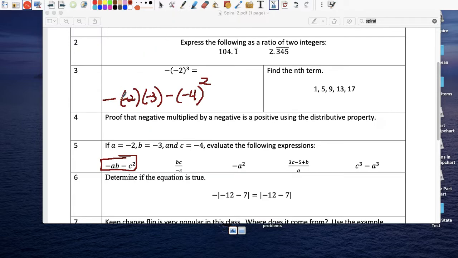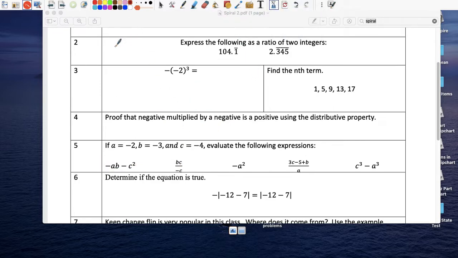So now we have negative, negative, negative. All three negatives here together. So that's obviously going to give me a negative. 2 times 3 is 6, right? Minus, and then we have negative 4 to the second power, which is positive 16, right? And finally, negative 6 minus 16 is negative 22.